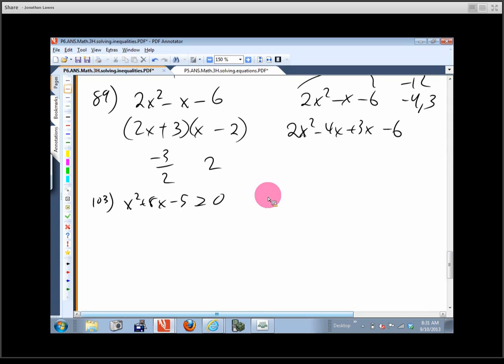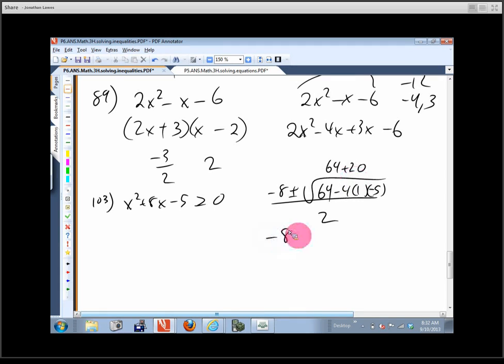So the critical numbers would be negative 8 plus or minus the square root of 64 minus 4 times a times c. So that's going to be a 1 and a negative 5, all over 2. Careful right here. 64, am I adding or subtracting? I'm adding 20 in this case.